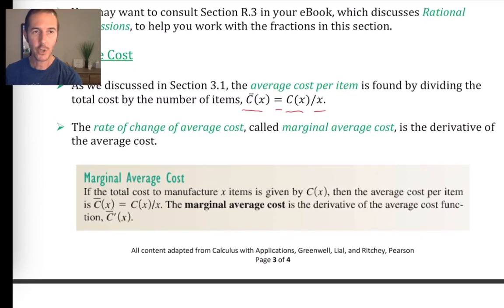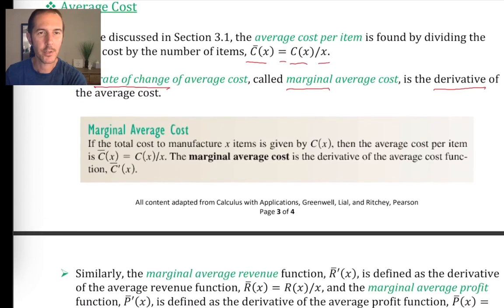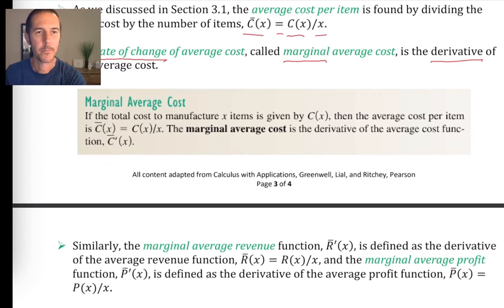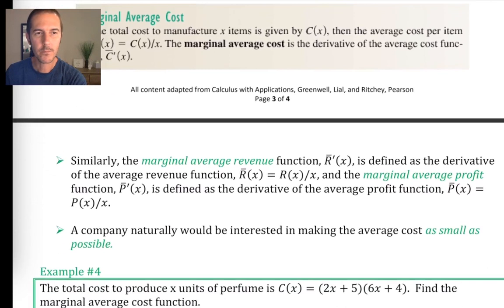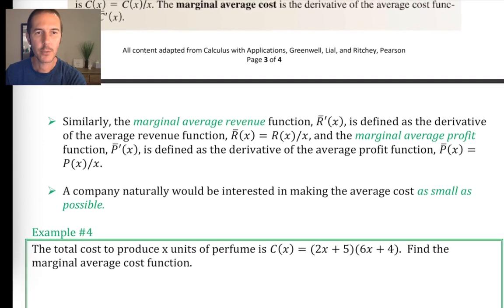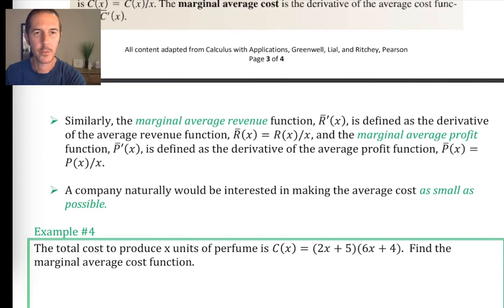The rate of change of average cost, in other words, marginal average cost. Rate of change, marginal, derivative. We would need to take the derivative of the average cost function. So marginal average cost. Similarly, marginal average revenue and marginal average profit. You would have to take the average revenue or average profit, and take the first derivative.